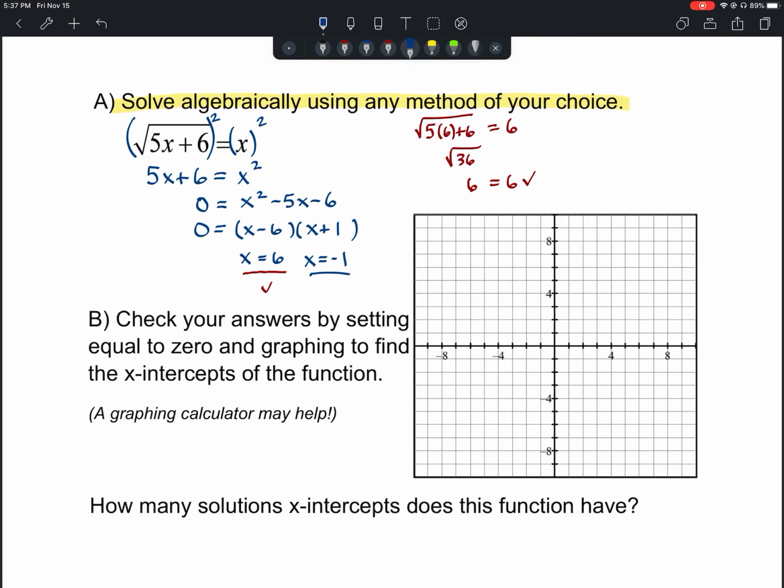When we check our x equals -1, we've got the square root of 5 times -1 plus 6 should equal -1. Well, that gives us the square root of 1, which is 1, right? And that does not equal -1, so therefore x cannot equal -1. This is an extraneous solution.